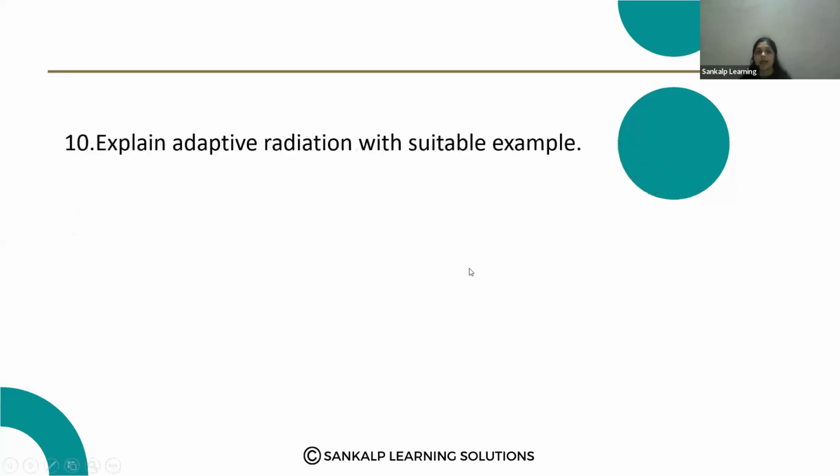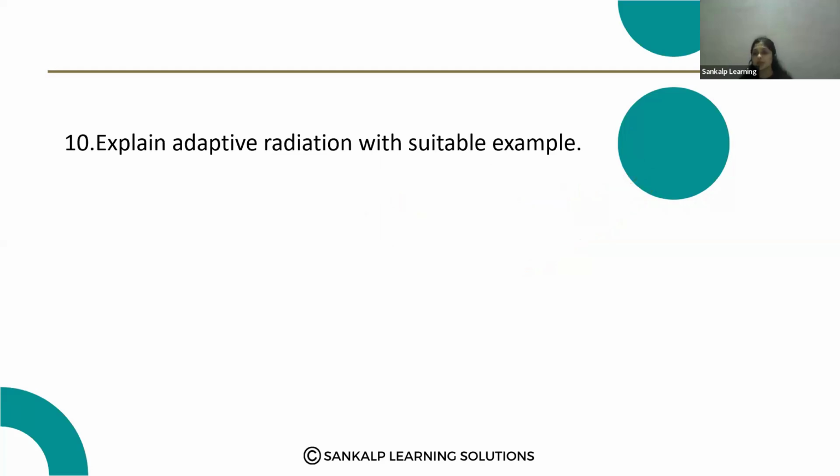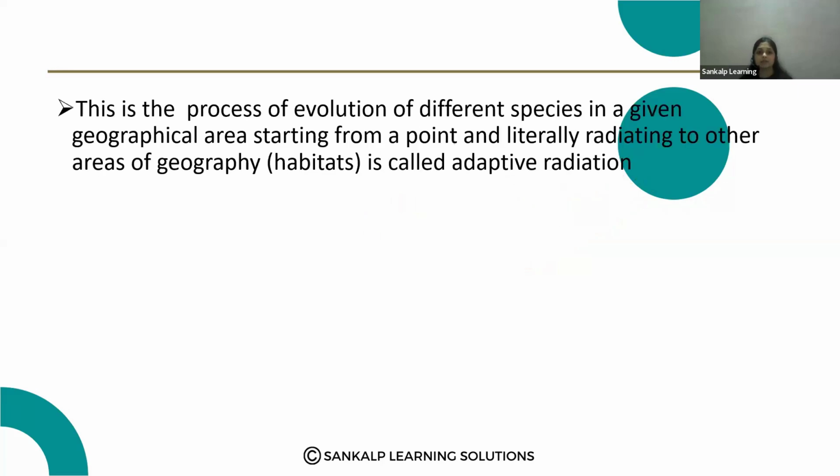Next question. Explain adaptive radiation with a suitable example. We have seen it in Darwin's finches. You can use one more example, Australian marsupials. If a suitable example is asked for, you can take Darwin's finches or Australian marsupials. Here I am taking the example of Australian marsupials.